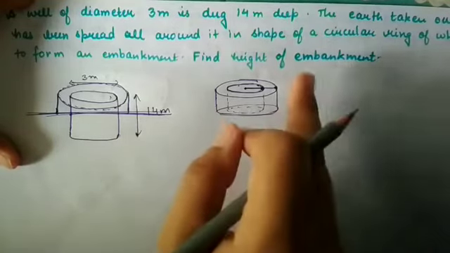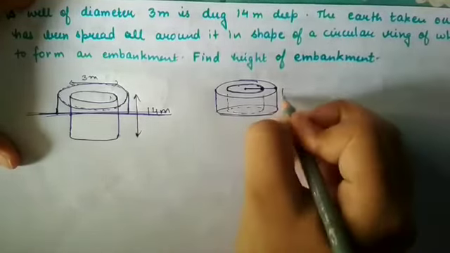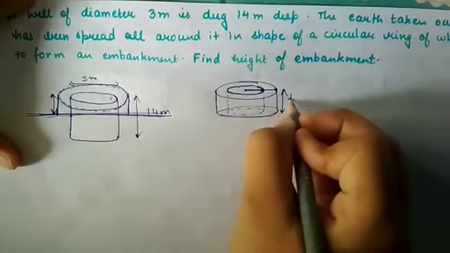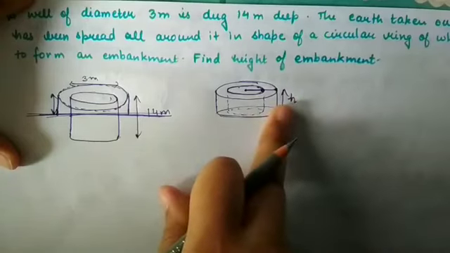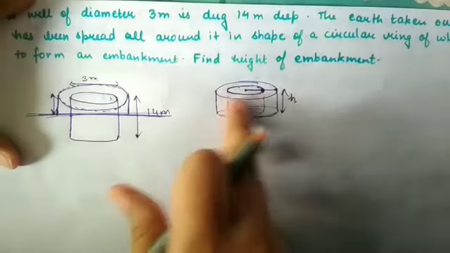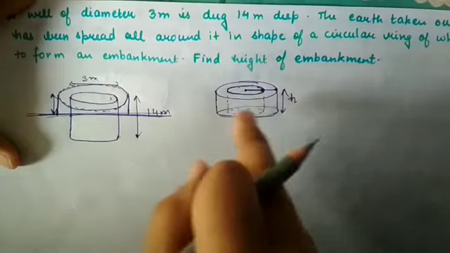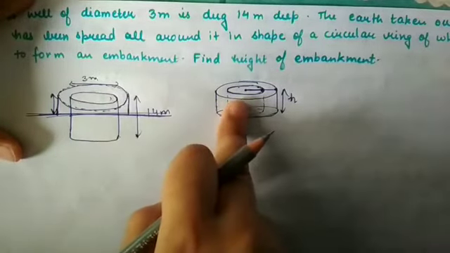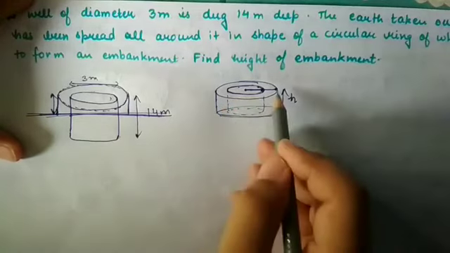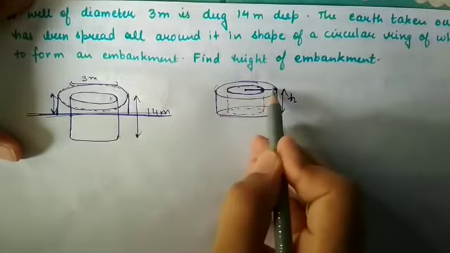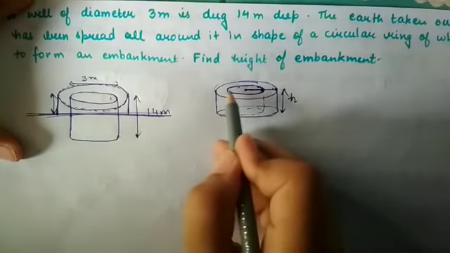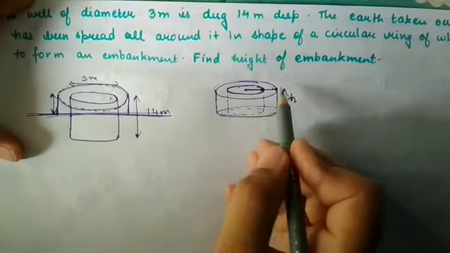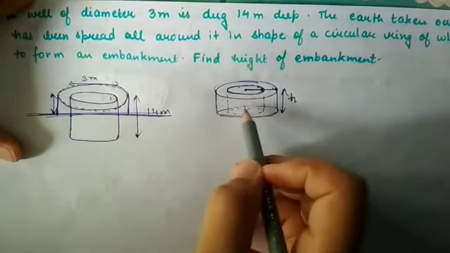So in order to find this height of the embankment, let it be h. We will equate the volume of this embankment to the volume of the well. Now how will you find the volume of the embankment? You will find the volume of the outer cylinder minus the volume of the inner cylinder, that is the volume of the well, and in that way you will find out the volume of this embankment.